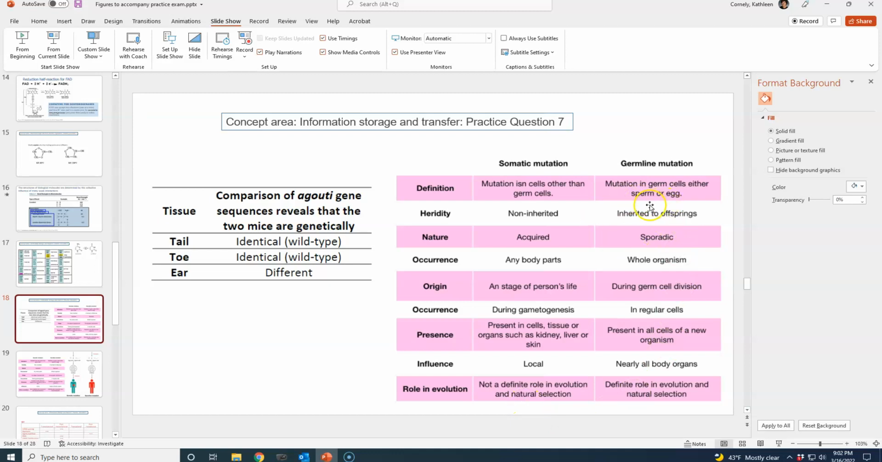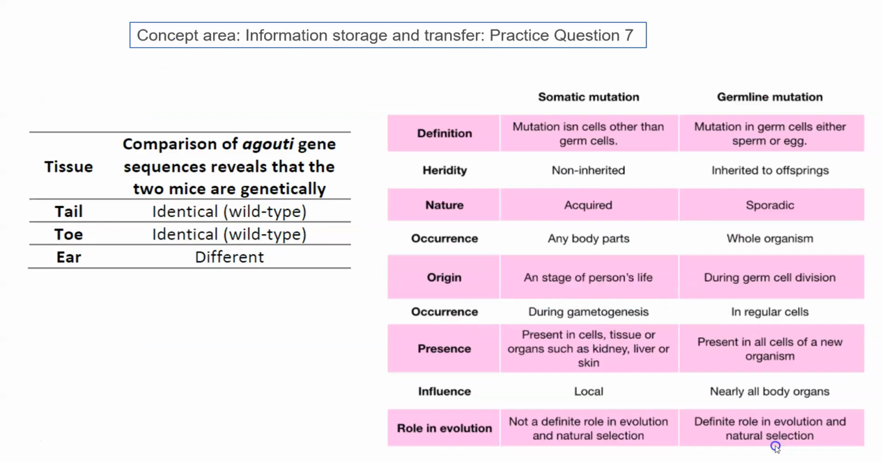Whereas a germline mutation would be in either the sperm or the egg, which means that you're going to pass it on to progeny. That happens sporadically, but that's going to affect the entire organism, and that happens during germline division. And it will be present in all cells. And if you read the scenario, that's definitely not what's being discovered.